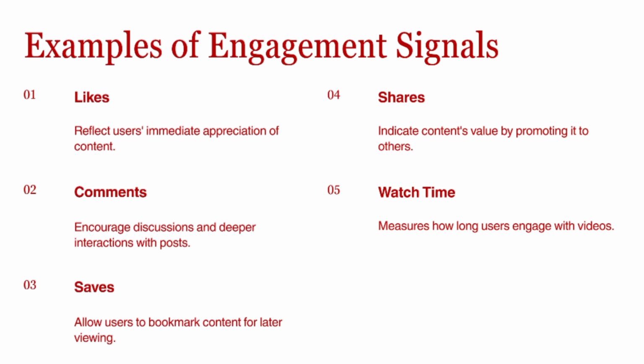Examples of engagement signals. Algorithms measure engagement in many ways. A like shows quick approval. A comment suggests deeper interaction. A share indicates that someone found the content valuable enough to promote. Watch time, especially for videos, tells platforms whether content truly held your attention. Each of these signals helps algorithms decide what deserves more visibility.